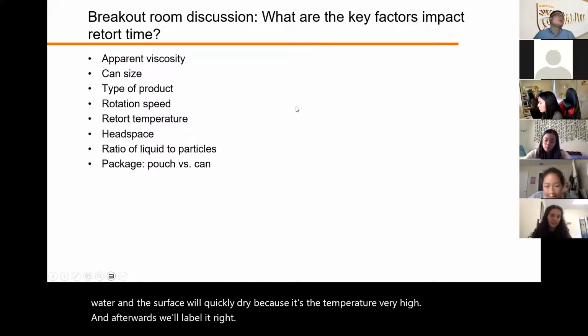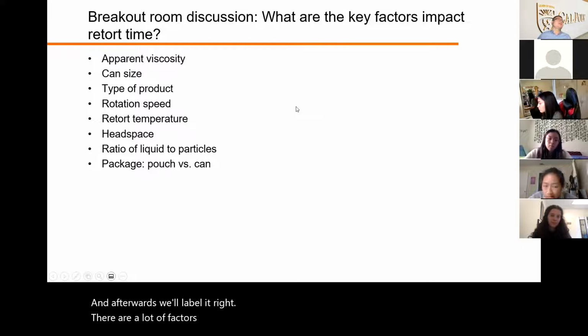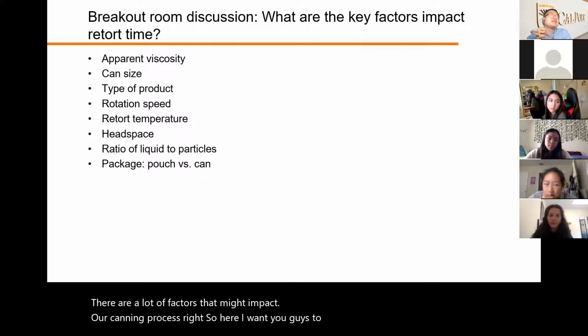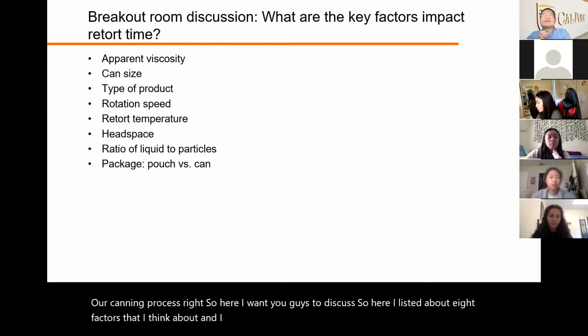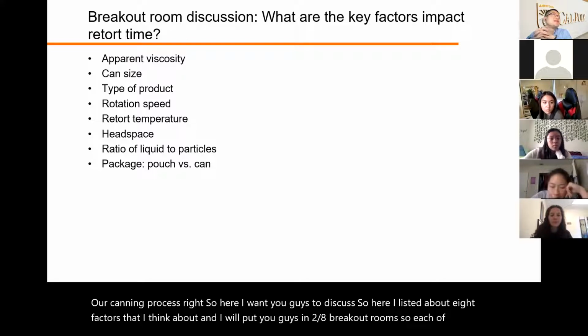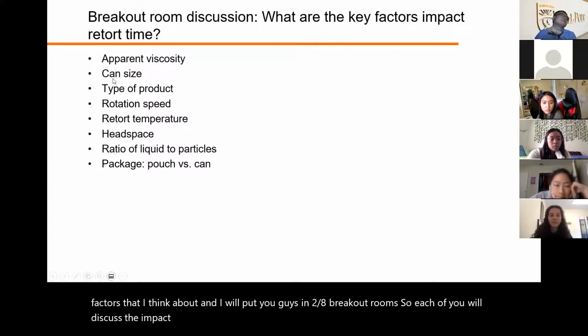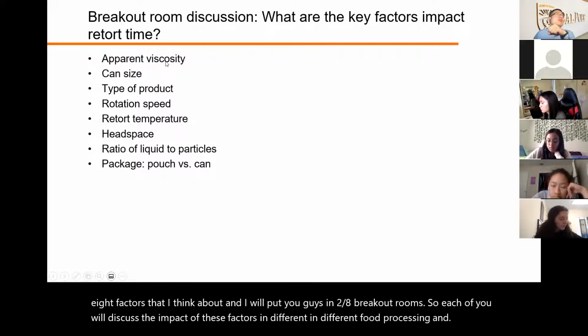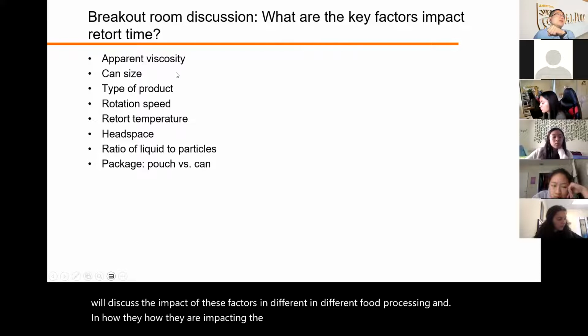So there are a lot of factors that might impact our canning process, right? So here I want you guys to discuss. I listed about 8 factors that I think about, and I will put you guys into 8 breakout rooms. So each of you will discuss the impact of these factors in different food processing and how they are impacting the retort time.